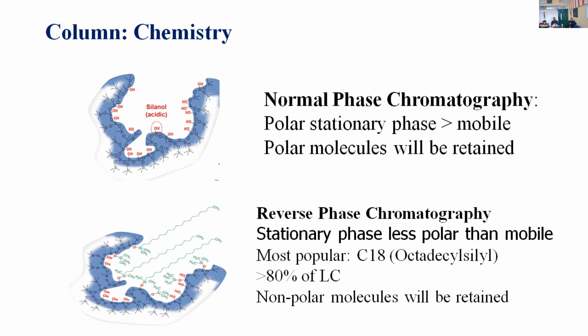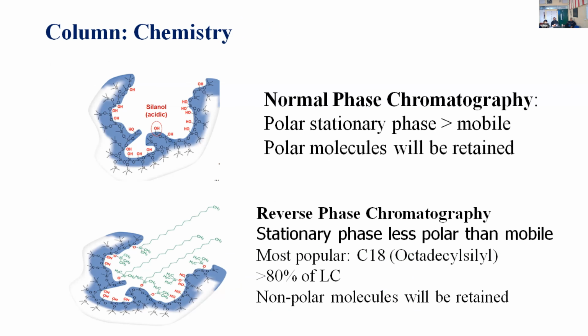On the basis of column chemistry, chromatography is also defined in two forms: normal phase chromatography and reverse phase chromatography. In normal phase chromatography, the stationary phase is polar in nature, more polar than the mobile phase. This form is generally used for the identification or separation of polar molecules like vitamins, steroids, and others.